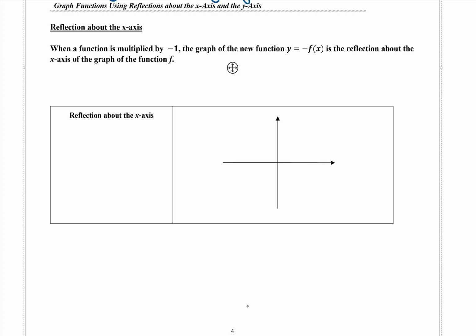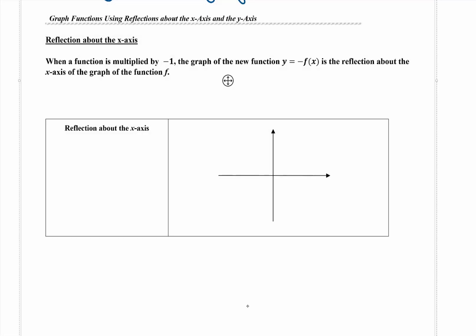Reflection about the x-axis. When you say reflection about the x-axis, it means the same thing as reflection across the x-axis. If that makes you feel a little bit better, you can definitely cross out the word about and write down the word across. Whatever helps you understand it better. When a function is multiplied by -1, the graph of the new function y equals negative f of x is the reflection about the x-axis, or across the x-axis, of the graph of the function f.